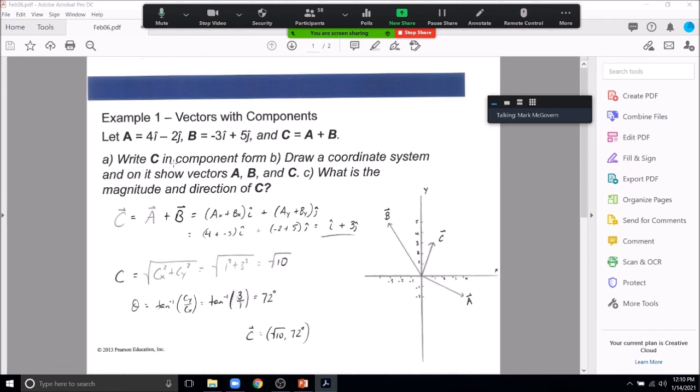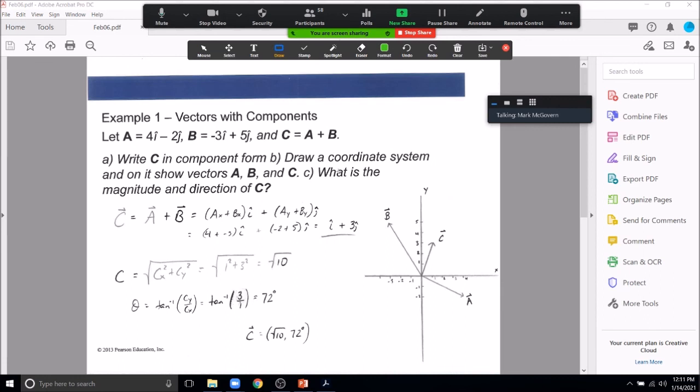So let's go through the steps here. Let's write C in component format. That's going to require me to take vector A and vector B, express them in components, and add their x and y components together. The x components are going to be 4 minus 3, which is 1. And then the y components are going to be negative 2 plus 5, which is positive 3. And you can see right here, that is what vector C is. It's i hat plus 3j hat, which I have drawn here.